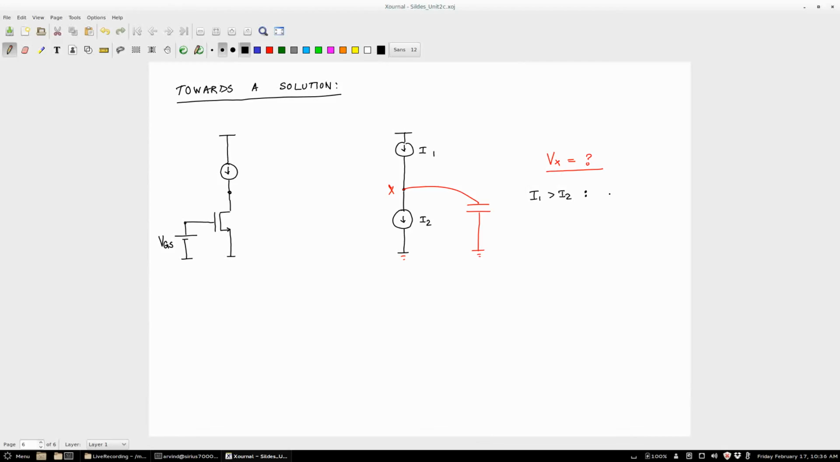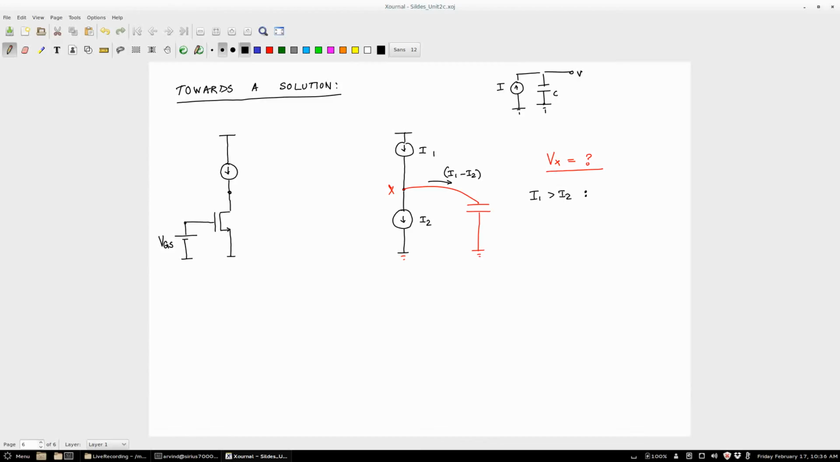No. Why? But there is a capacitor also. Right? There is a capacitor there. Yes. So, if my I1 were greater than I2, what happened to Vx?